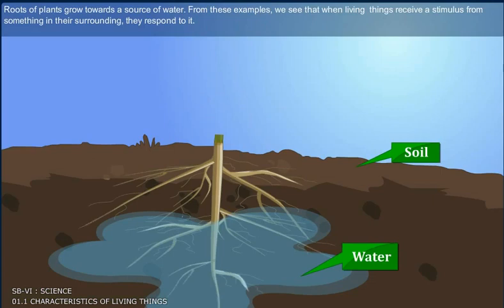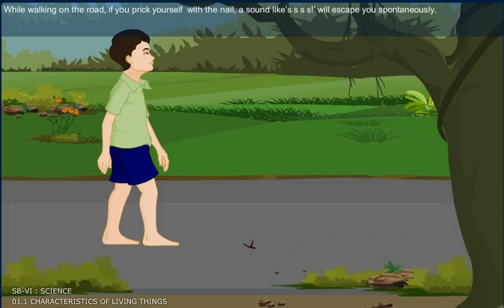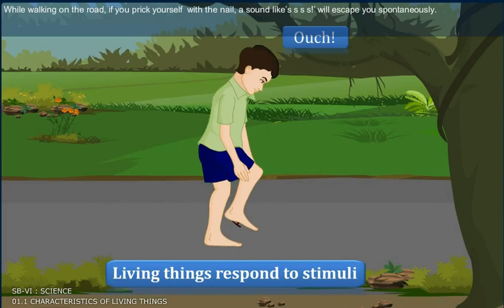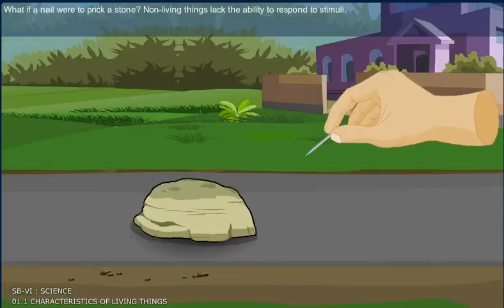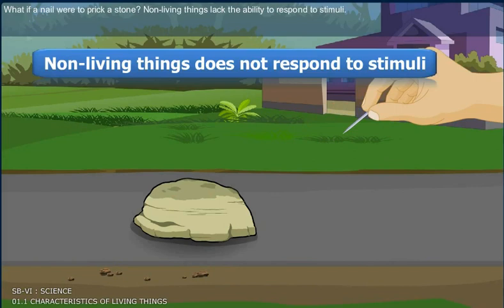From these examples, we see that when living things receive a stimulus from something in their surroundings, they respond to it. This characteristic of living things is called responsiveness to stimuli. While walking on the road, if you prick yourself with a nail, a sound like "kss" will escape you spontaneously. What if the nail were to prick a stone? Non-living things lack the ability to respond to stimuli.